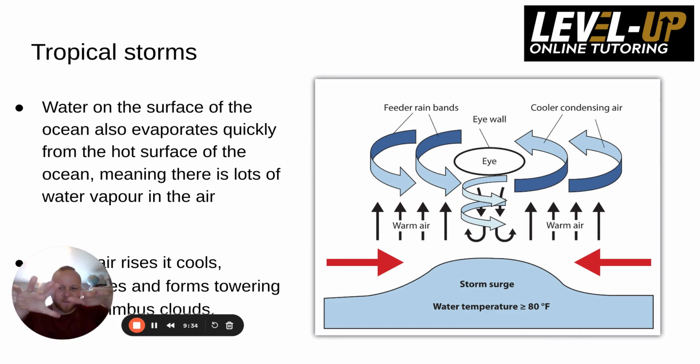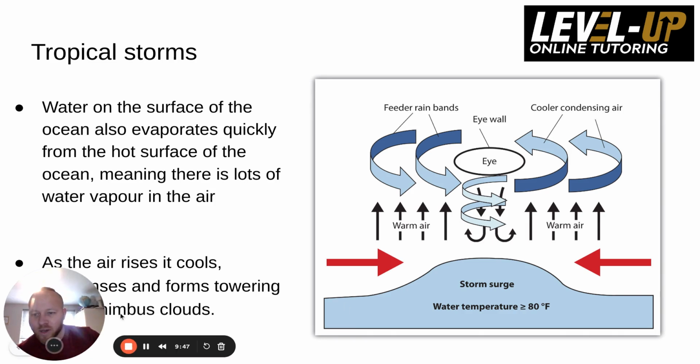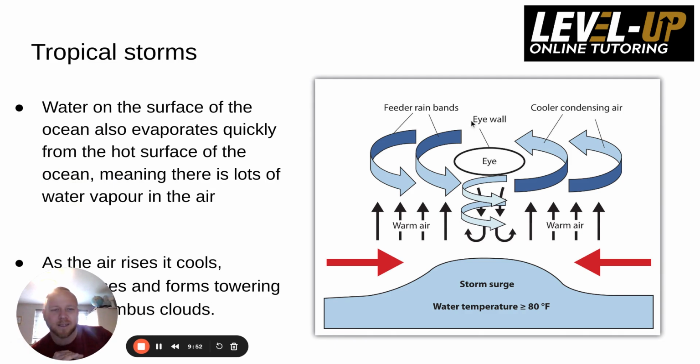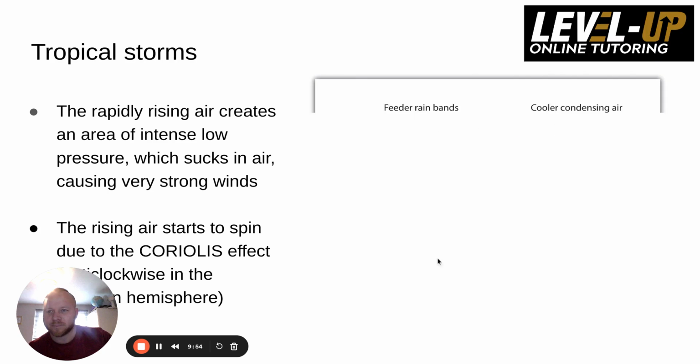So the warm air rises off the sea, leaves an area of low pressure, so the wind swoops in. So you've got warm air swooping in. And again, as it rises up, it cools and condenses to form big cumulonimbus thunderclouds. So that's what we're going to have up here.